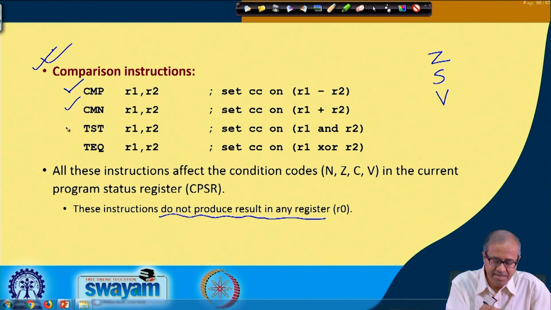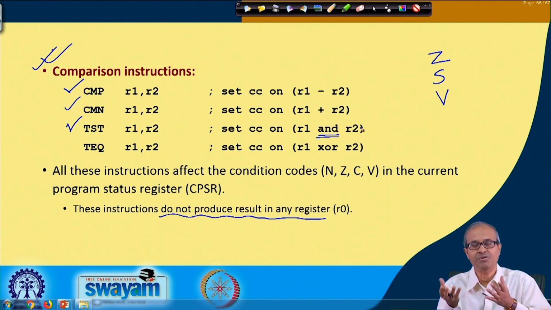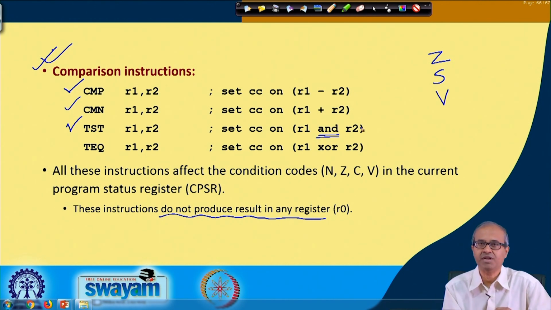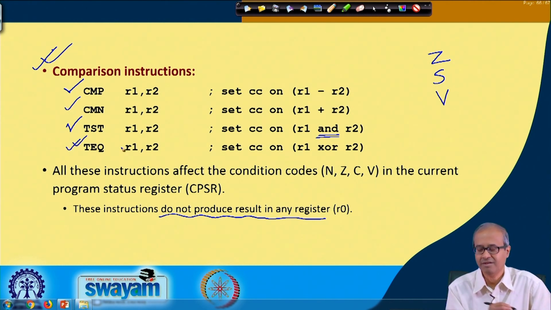Similarly, there is a test kind of comparison. This comparison means you are doing a logical AND, bitwise AND of R1 and R2. Then you are checking whether the result is 0 or non-zero, and accordingly you set the flags. Similarly, you can test for equality, test equal.